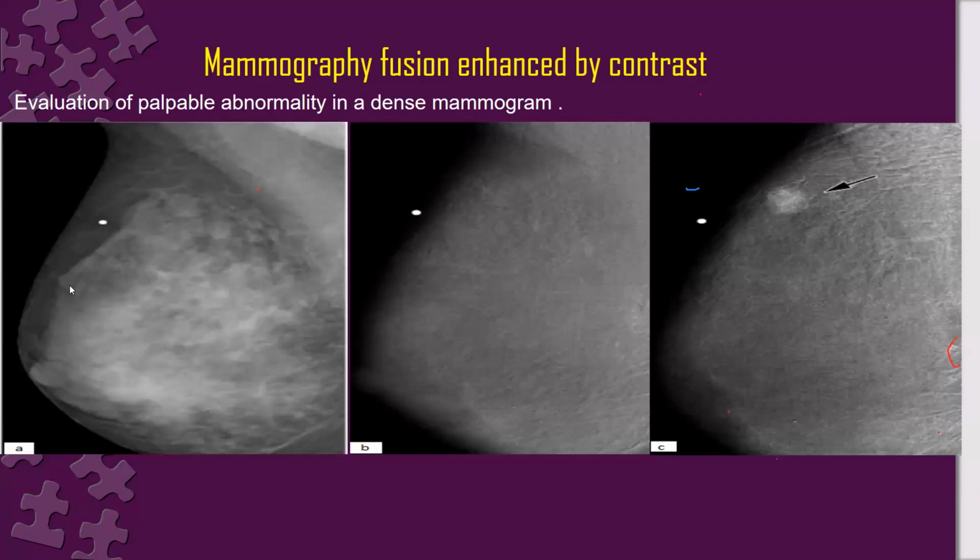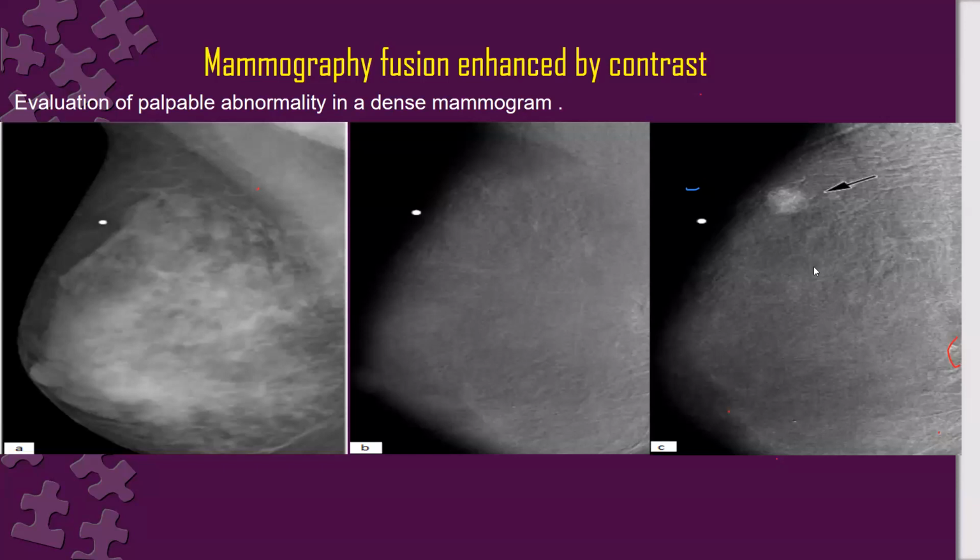Okay, we said we have two images, low energy and high energy. Which one is low energy and which one is high energy? Usually mammography is done with low energy. So you expect this to be the low energy image. And this one? High energy. And this one? Subtraction. Excellent.